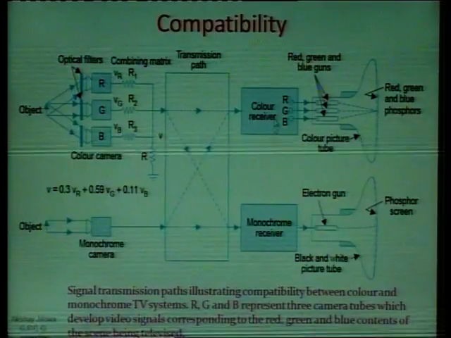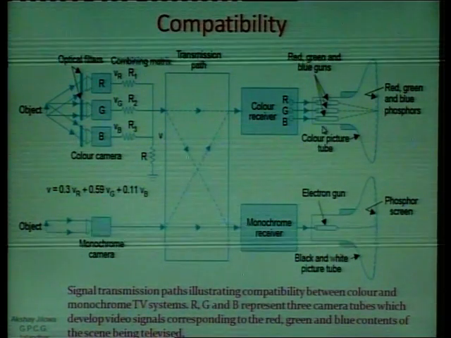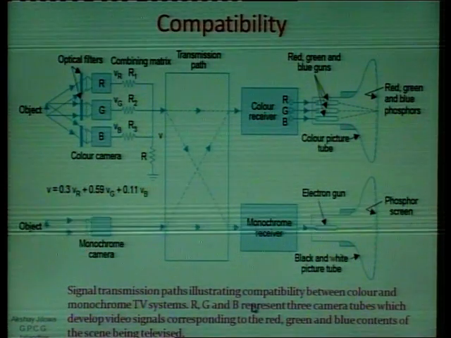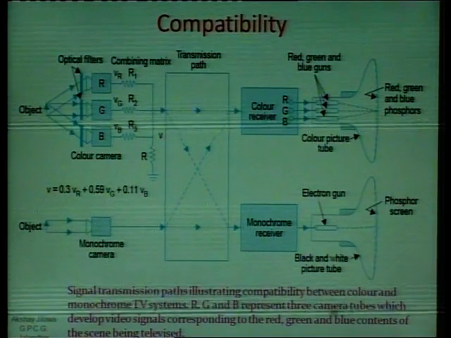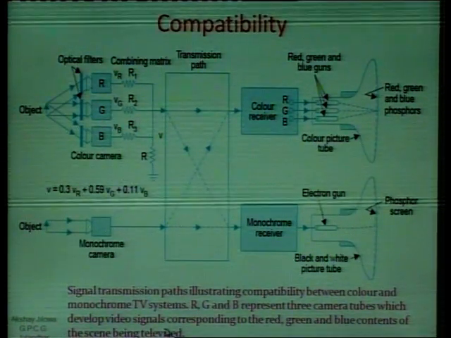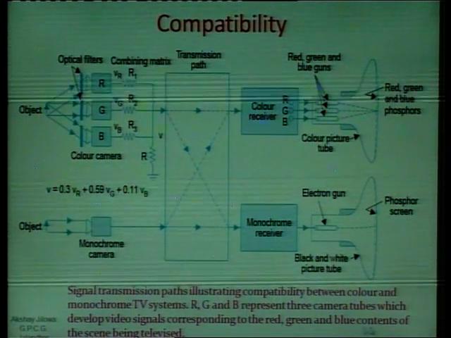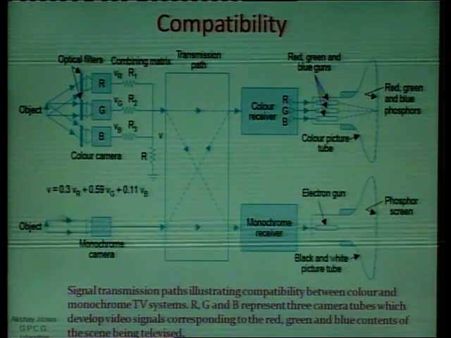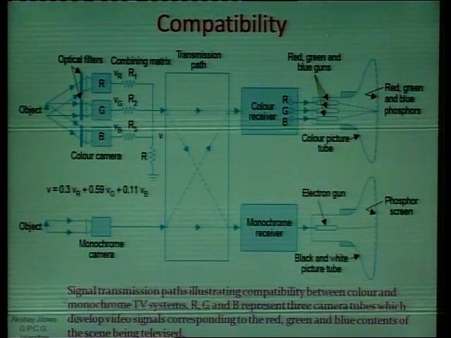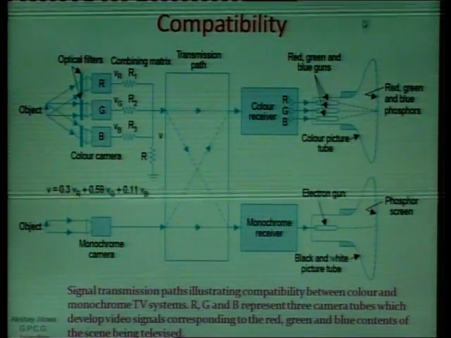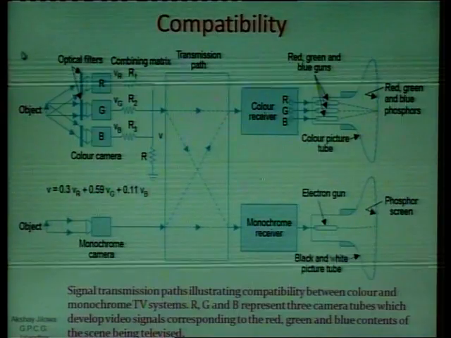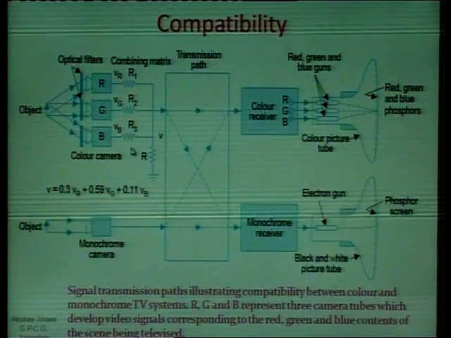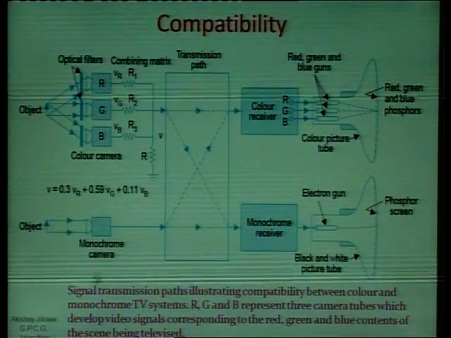This is the signal transmission path, which shows the compatibility between color and monochrome systems. R, G and B, red, green and blue, represent three camera tubes which develop video signals corresponding to the red, green and blue contents of the scene being televised. You can see this is a monochrome receiver, and here we have the color receiver. Whatever the object is, how the signals are transmitted and what the compatibility is, first we discuss monochrome.